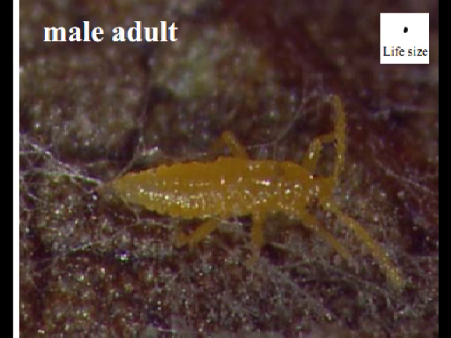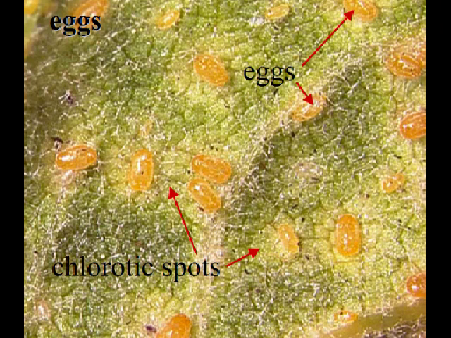This is Stomacoccus platani. Stomacoccus is the name of this giant scale, and that is the male Stomacoccus, a little smaller than the female, in fact, much smaller than the female. It's also known as the sycamore scale. Here is a picture of the eggs of the Stomacoccus platani.